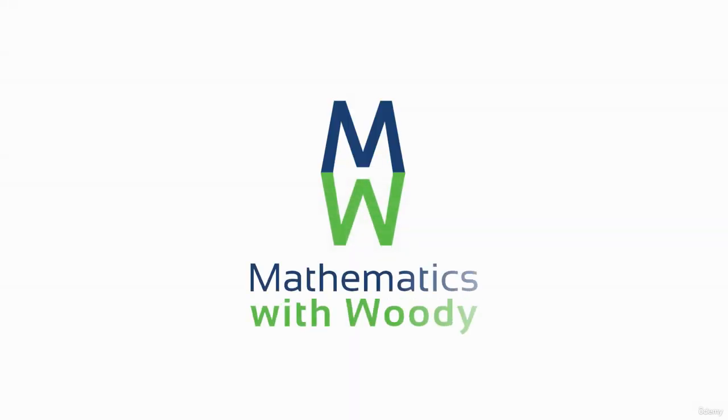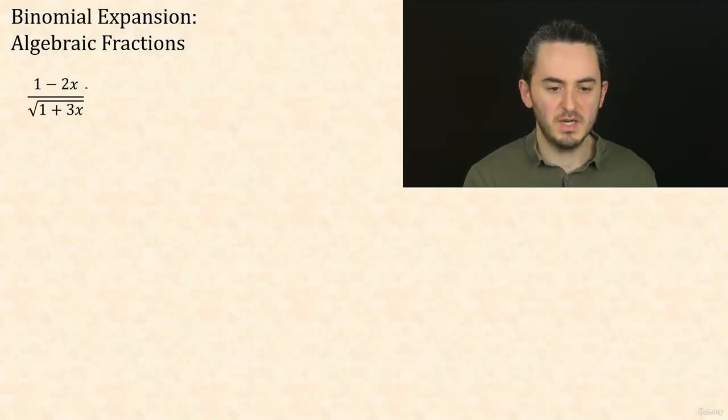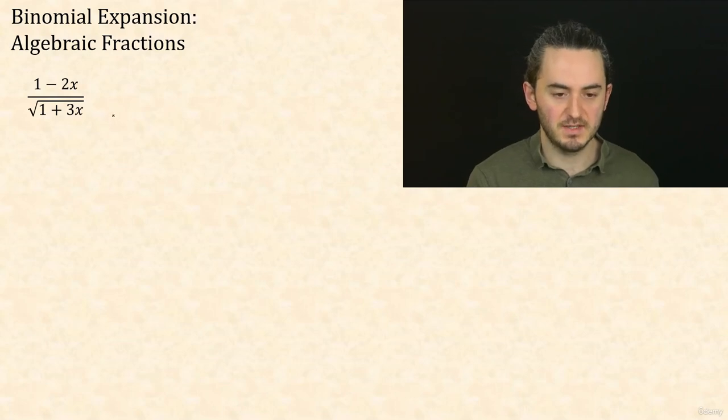In this video, we're going to look at how we can use the binomial expansion formula that we've developed to tackle some more challenging looking algebraic fractions. Let's have a look at these. Okay, so have a look at this. We've got (1 minus 2x) over the square root of (1 plus 3x), and I want to find a polynomial expansion for this.